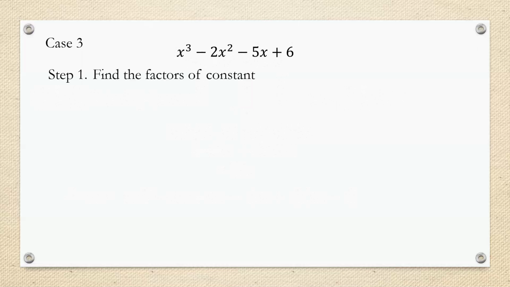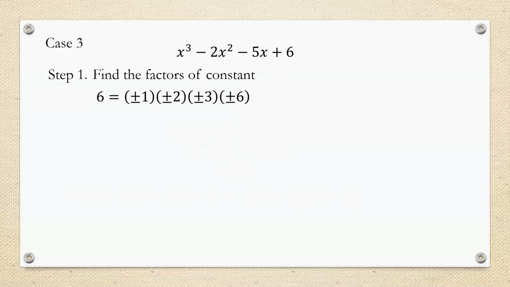Step 1, find the factors of the constant. So, ano yung constant? Pag sinabi kong constant, these are the numbers inside the polynomials na kung saan walang variables. So, wala namang iba kundi 6. So, ano ba yung factor ng 6? I have positive and negative 1, positive negative 2, positive negative 3, positive negative 6.